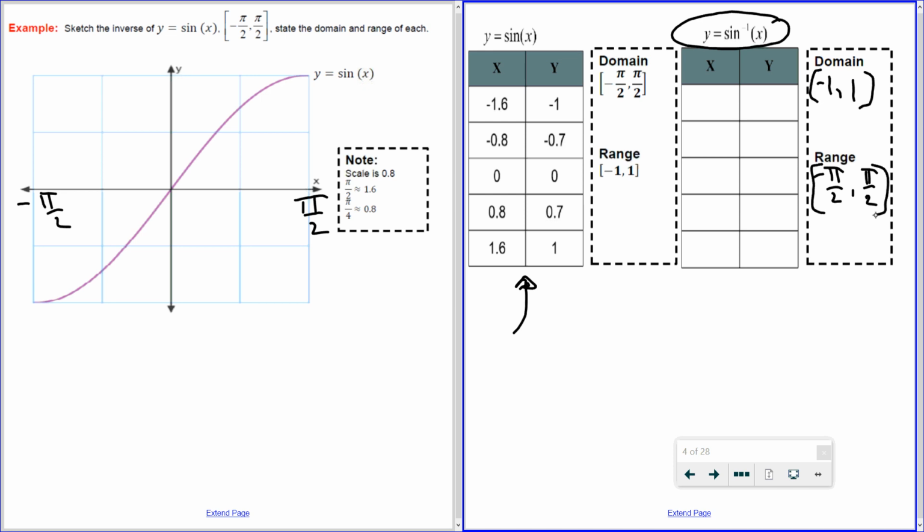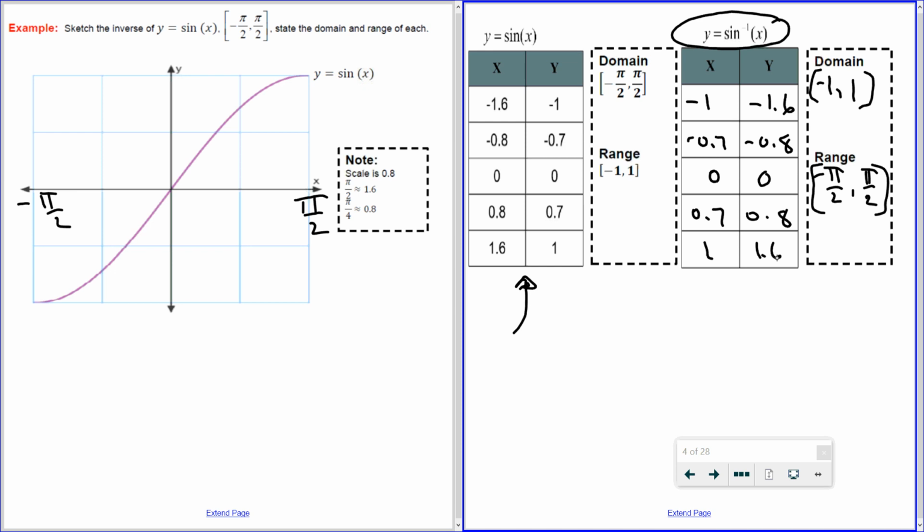Okay, so now let's look at our table of values, and we're going to flip everything around. So I'm going to take this point, negative 1.6 and negative 1, and flip the x and y values around. So negative 0.8 and negative 0.7, flip those around as well. 0 and 0, well, that's an invariant point, stays the same. 0.8 and 0.7 flips around. And 1.6 and 1 also flips around. So that's the definition of an inverse.